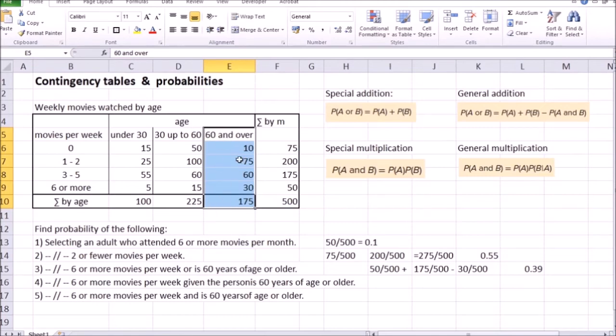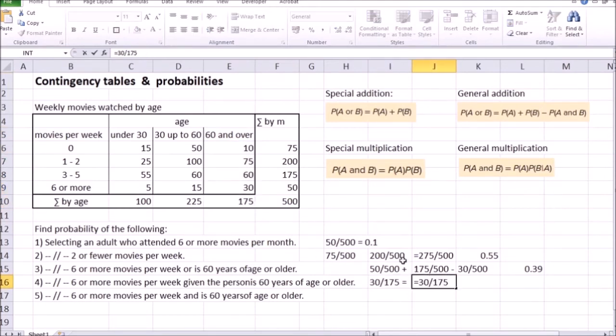And within this group, given that we're looking at only this age group, the total number of respondents watching 6 or more movies per week is 30. So the probability of randomly selecting one of those 30 out of only this age category is a ratio of 30 to 175, which gives me a 17% chance.